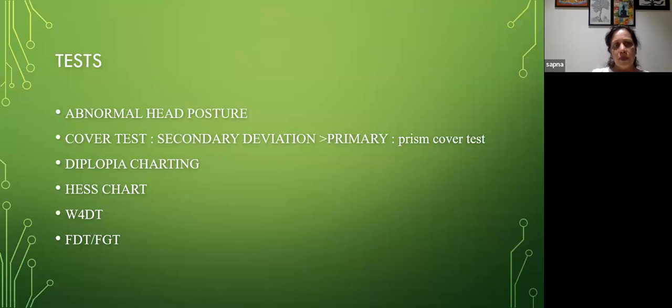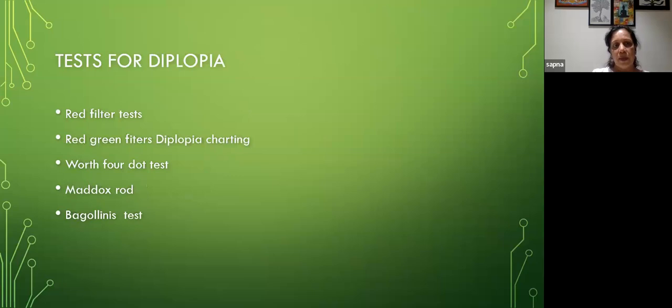For any incomitant squint, we test for the abnormal head posture, cover test for the secondary and the primary deviation, diplopia charting, Hess charting, Worth's four dot test, and the force duction test and the force generation test. The diplopia can be tested by the red filter test, the red and green filter diplopia charting, Worth's four dot test, Maddox rod, and the Bagolini's glasses.